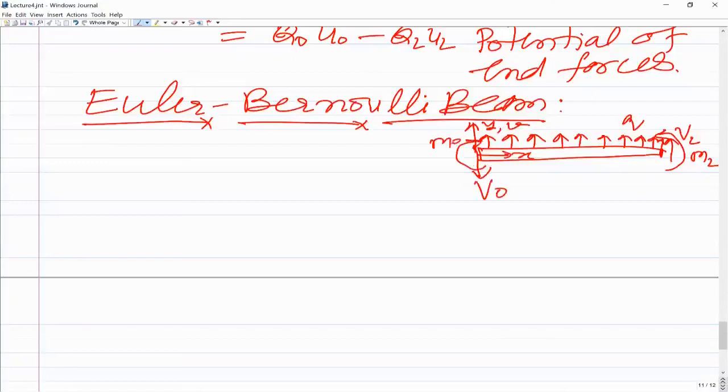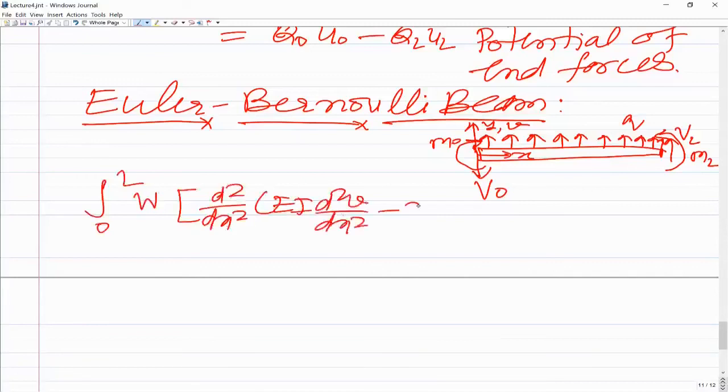For this differential equation we already know the weighted residual statement: integral 0 to L of W, the weight, times d2 by dx square of EI d2v by dx square minus q, dx equal to 0. The differential equation is d2 by dx square of EI d2v by dx square minus q equal to 0. That is the differential equation for this problem. So you assume that you are given a differential equation and asked to find the corresponding integral functional.